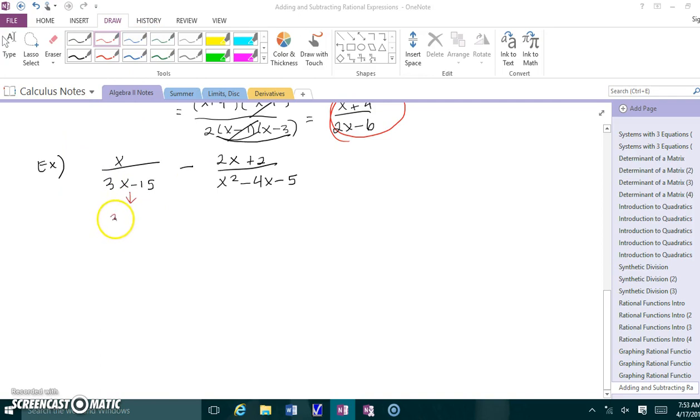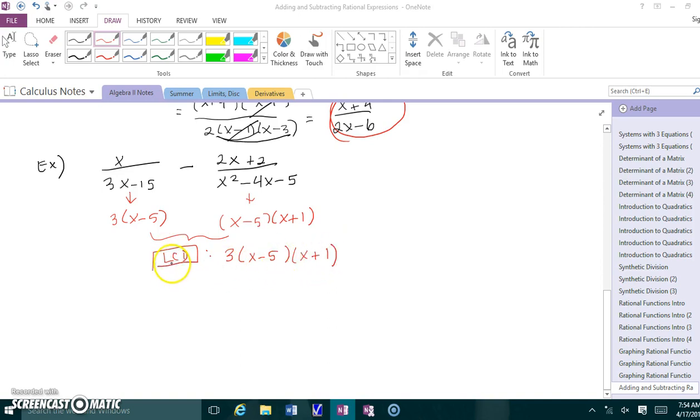Okay, let's factor this guy. 3x times x minus 5, and then this one is x minus 5, x plus 1. We need our LCD. For my LCD, one of my denominators has a 3, so I need a 3. They both have an x minus 5 one time, so my LCD will have it once. And one of my denominators has an x plus 1, so my LCD needs an x plus 1.